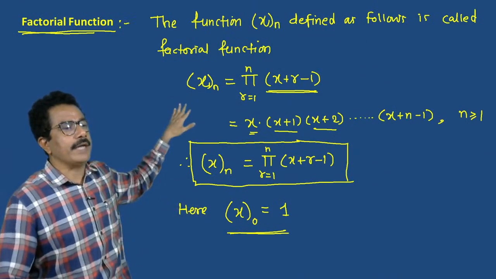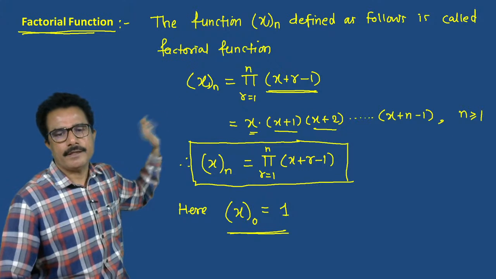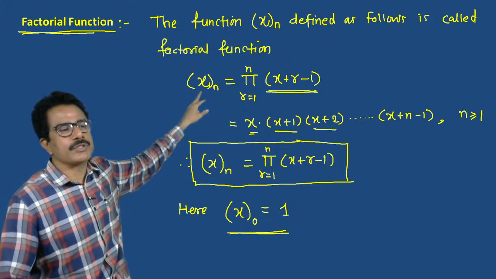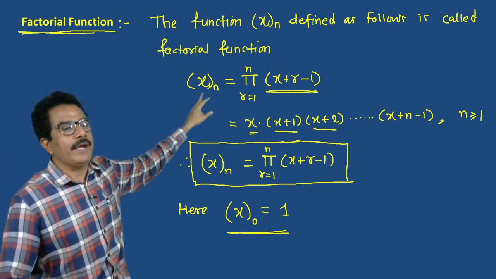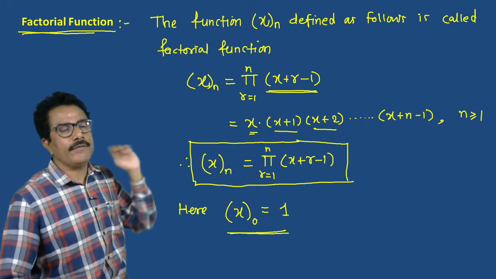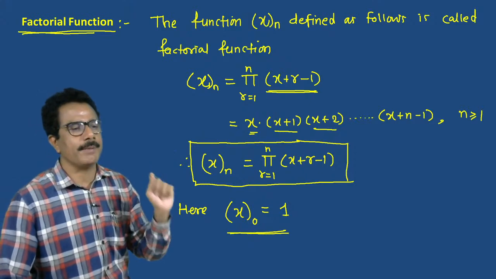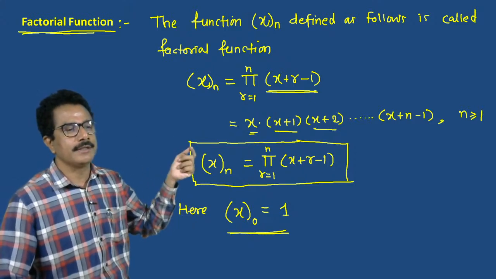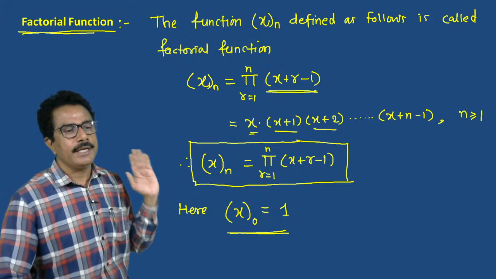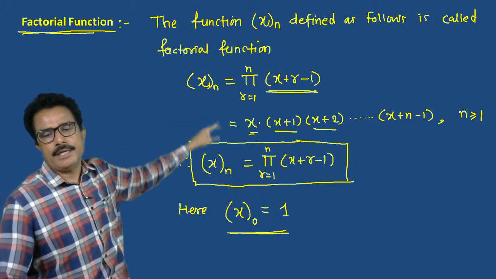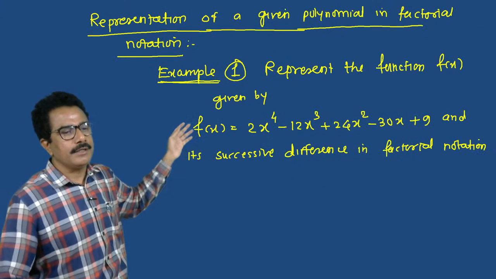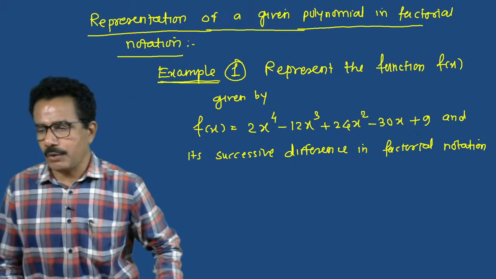This is also a factorial function. The factorial function of x over n, how to define this? The factorial function of x over n is equal to the product, pi from r equals 1 to n, of x plus r minus 1. This is the formula for the factorial function. Now there is one example which we have to solve.